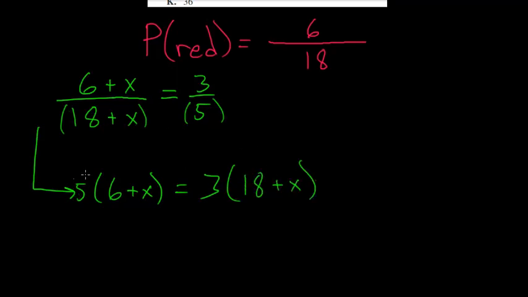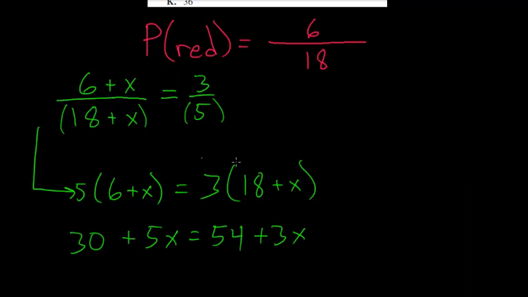And now just distributing the 5 to each of these terms in the binomial, 5 times 6 is 30, and 5 times x is 5x. And on the right, we can distribute the 3 to both of these terms. 3 times 18 is 3 times 10 is 30, plus 3 times 8 is 24. 30 plus 24 is 54, and plus 3 times x, which is 3x.